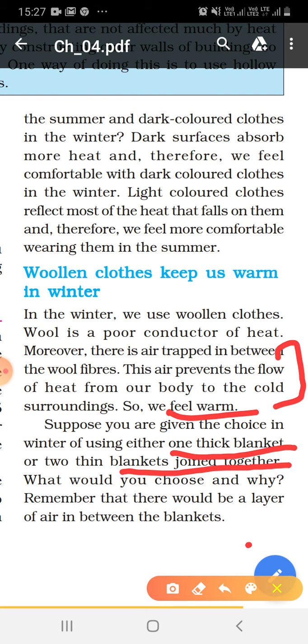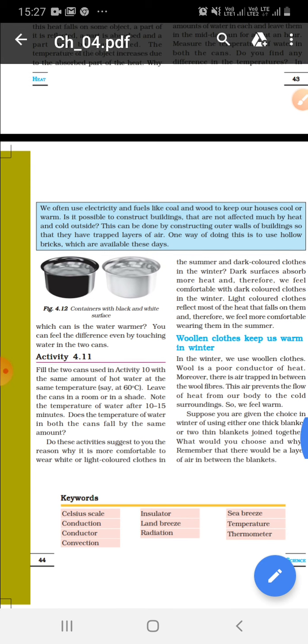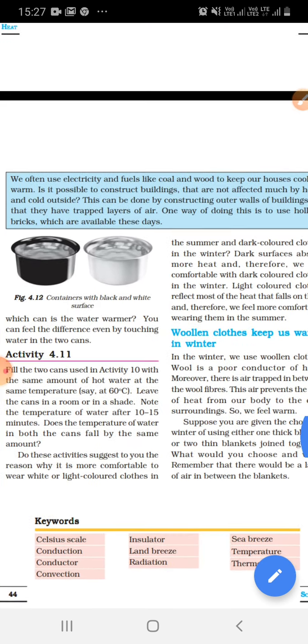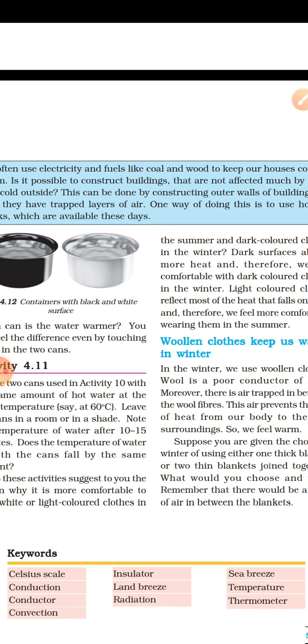Okay, so this chapter is completed. I hope all of you are able to understand. In this chapter we have discussed different hot and cold bodies, the different thermometers, and the processes by which heat is transferred from one place to another place, that is conduction, convection and radiation, and the different kinds of clothes which we wear in summer or winter. I hope all of you are able to understand it.